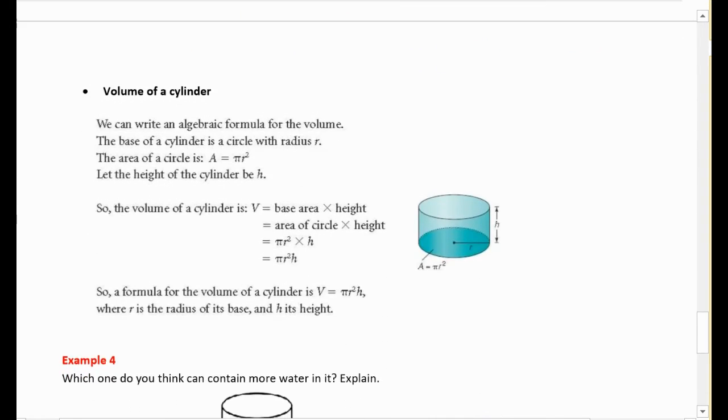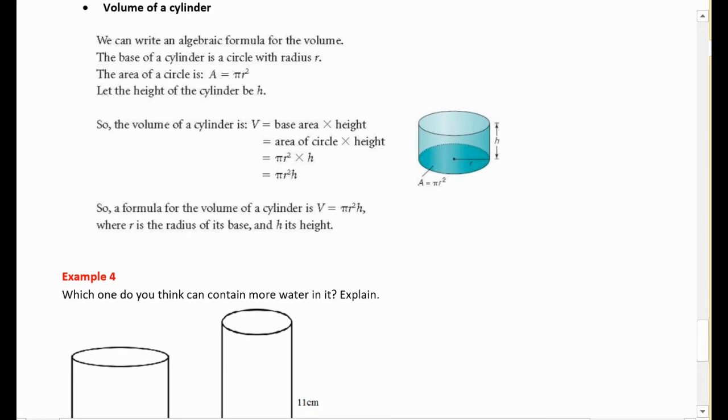Alright, next, volume of a cylinder. Okay, everyone, to find the volume of a cylinder, so cylinder is also a prism. So cylinder has circular base and the top and bottom. So the formula for the volume is the same, base area times the height.